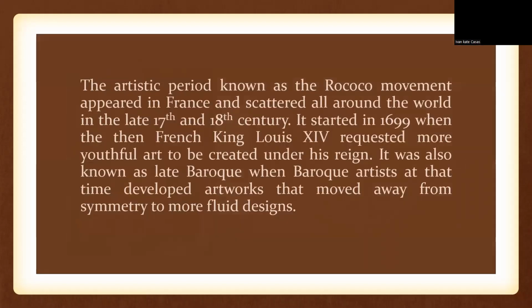The artistic period known as the Rococo movement appeared in France and spread all around the world in the late 17th and 18th century. It started in 1699 when the then French King Louis XIV requested more youthful art to be created under his reign. It was also known as the late Baroque, when Baroque artists at that time developed artworks that moved away from symmetry to more fluid designs.